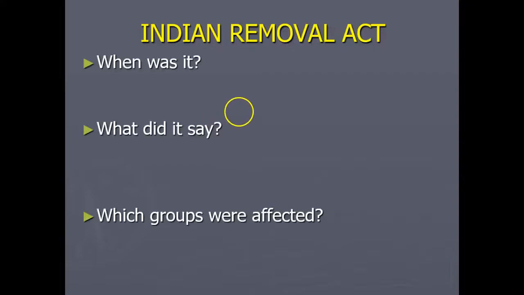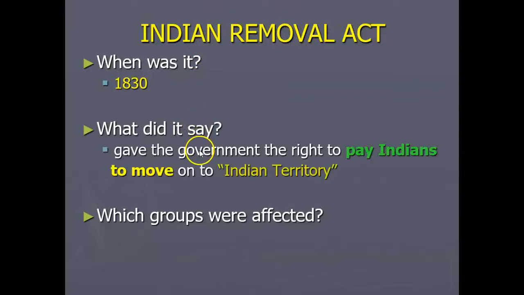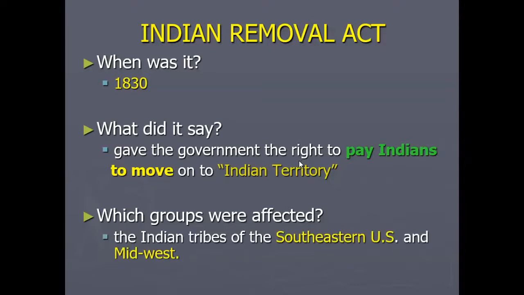So the first one, let's just go through some basics about the Indian Removal Act. It's passed in 1830. Obviously, it's the removal of Indians, but what it did say is it gave the government of the United States the right to pay Indians to move them from their homelands to quote-unquote Indian territory. The groups that are affected are basically the Indians of the Southeast. So you're talking about the Cherokee, the Seminole, and also ones from the Midwest, Indian tribes we discussed before, the Miami, the Shawnee, but even tribes from this area as well.